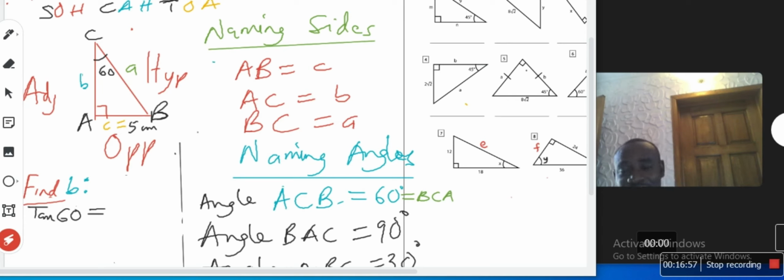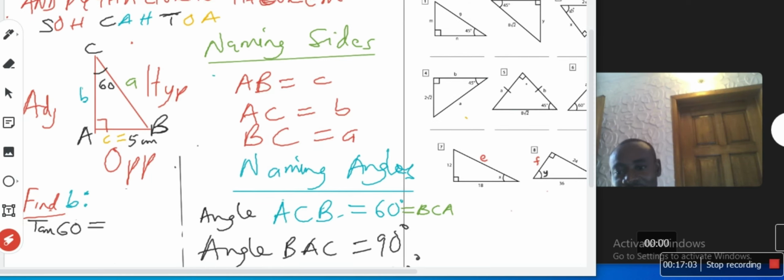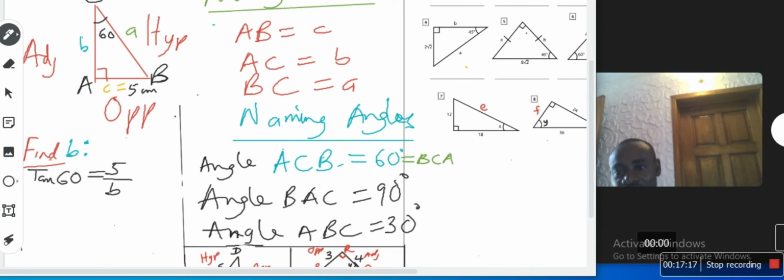Because tan is opposite over adjacent. So you should say 5 over b. Is that what you wrote? Or 5 over x? All right, so 5 over b. And you cross multiply, right? Because it's like saying tan 60 over 1. Anytime you see something without anything under it, it's like over 1. So you cross multiply: 5 is equal to b times tan 60.